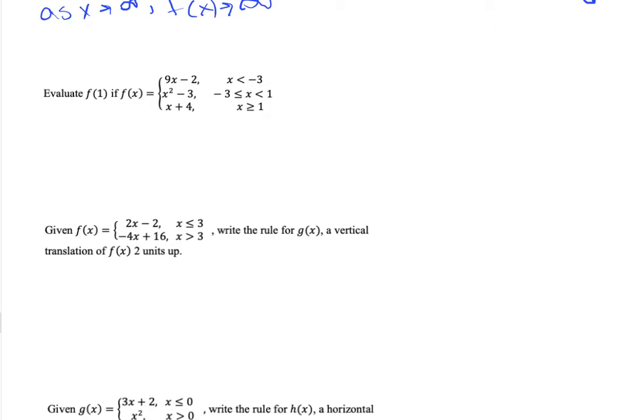All right, evaluate f of 1, and you have this piecewise function. So this is what we do. We take our 1 and we just decide what domain it fits into. In this case, 1 fits right in here because x is greater than or equal to 1. So that means I use this expression and I plug my 1 in for x there. So 1 plus 4 is 5. So f of 1 equals 5.